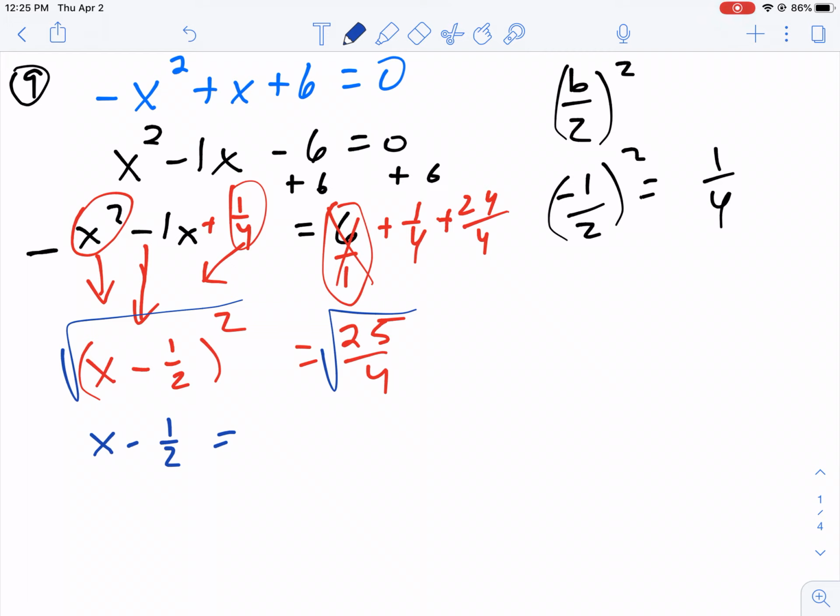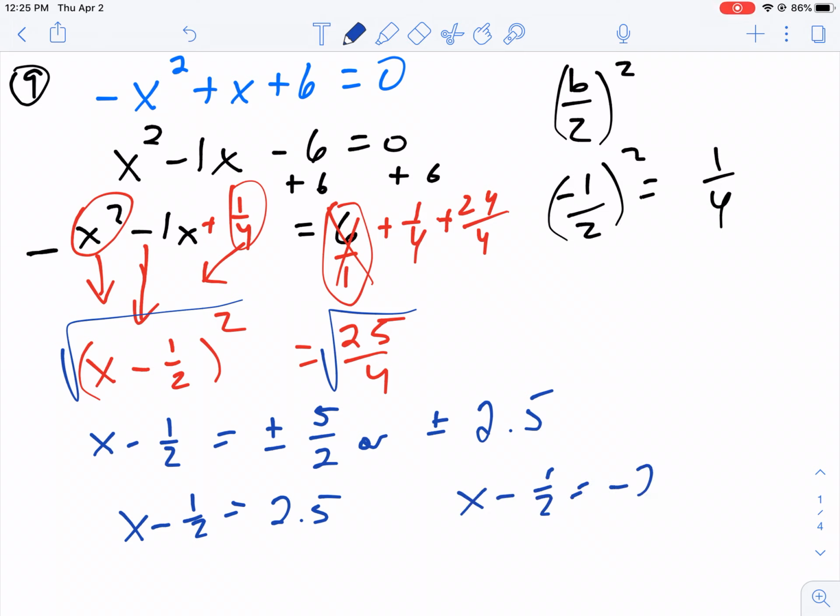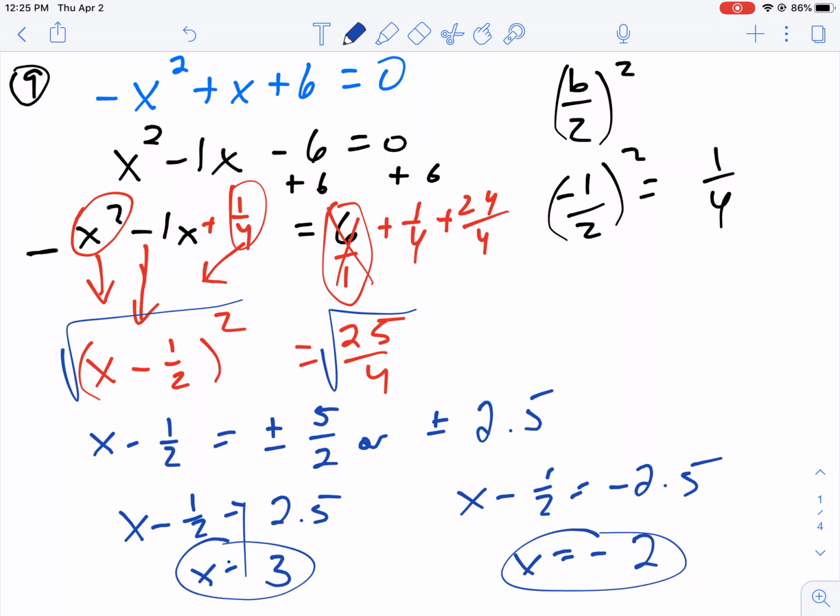So it's going to be plus or minus 5 over 2, or plus or minus 2.5. I like to use the 2.5. So x minus 1/2 equals 2.5. x minus 1/2 equals negative 2.5. So when we solve this, we're going to add 1/2 to both sides. So x equals 3, and we're going to add 1/2 to both sides again. x equals negative 2. So those are going to be your two answers for number 9.